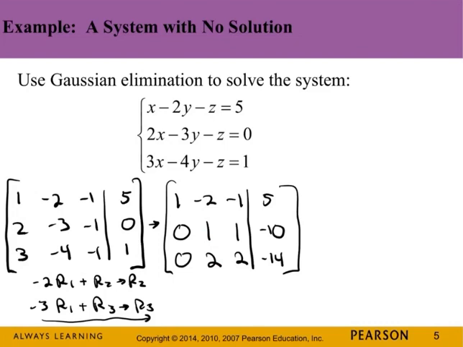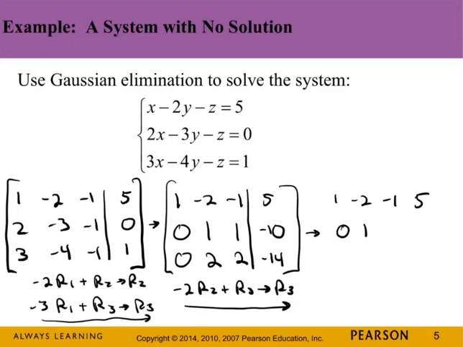I'll do that by saying -2 times row 2 plus row 3, replace row 3. So row 1 stays the same: 1, -2, -1, 5. Row 2 stays as is, so this is 0, 1, 1, -10. Now row 3: -2 plus 2 is 0. -2 plus 2 is 0. And then 20 minus 14 is 7.